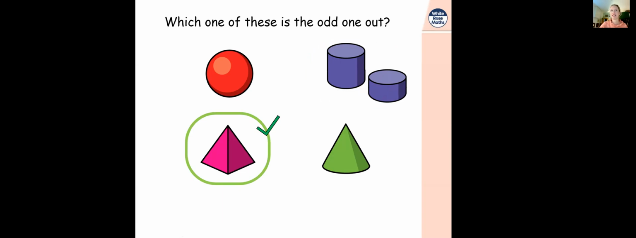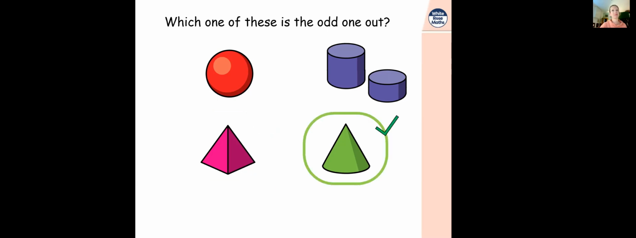Pyramid. Did some of you find a reason as to why the pyramid is the odd one out? Well, that's the only one that can't roll around, isn't it? I'm sure there's other reasons as well, but unlike the ball and the cylinder and the cone, you cannot roll a pyramid. It doesn't work. Cone. Did anybody out there think the cone was the odd one out? The cone is the only shape there that only has one circular piece. So now I know. Let's move on. Let's learn.